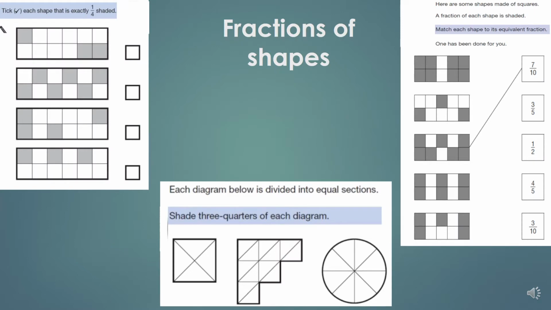The first questions we're going to look at are fractions of shapes. The first question: tick each shape that is exactly 1/4 shaded. The first thing we need to do is think about a quarter of what? So 1, 2, 3, 4, 5, 6, 7, 8, 9, 10, 11, 12. So all of our shapes are divided up into 12.